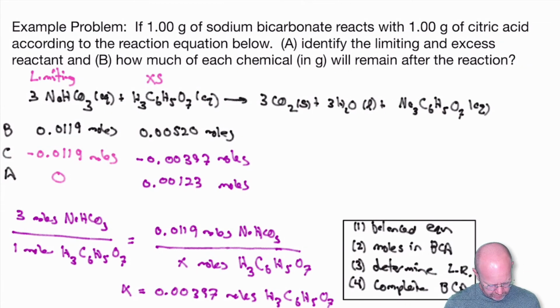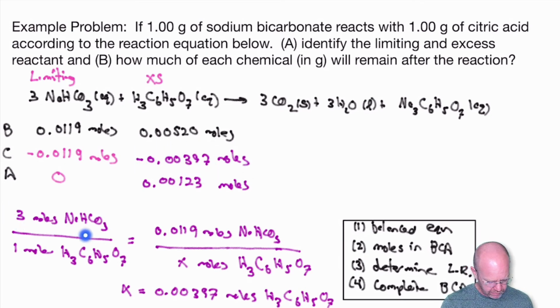Sodium bicarbonate is our limiting reactant, so we're going to do that column first. So we know that in this process, all of that sodium bicarbonate is going to be consumed, and so we'll have no sodium bicarbonate at the end after the reaction. And then we can use a mole ratio, just like we described before, to find the number of moles of citric acid that are going to be consumed.